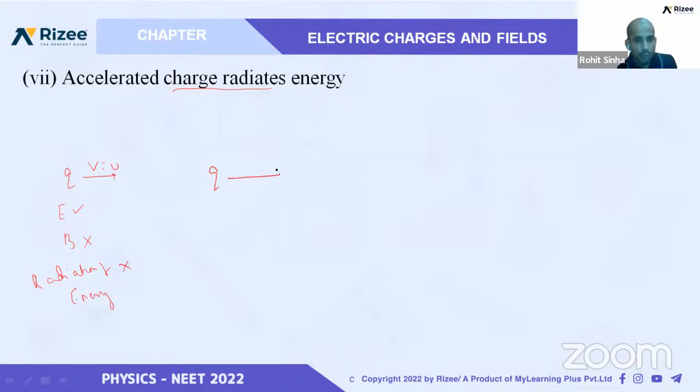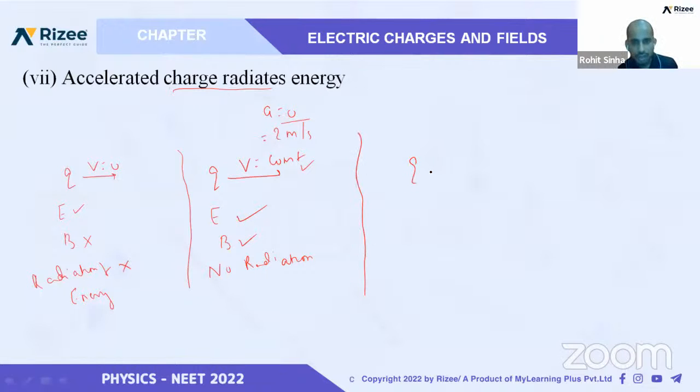If the same charge moves with constant velocity, suppose 2 meter per second, then acceleration is 0 here. Velocity is constant, acceleration is 0. What will you observe here? We will observe that it will produce an electric field and a magnetic field, but no radiation. Third case, if the same charge moves with velocity not constant, that means acceleration is not 0 and has some value, maybe 2 meter per second square, 3 meter per second square. Then we will observe that it produces an electric field, a magnetic field, and it will also radiate energy.